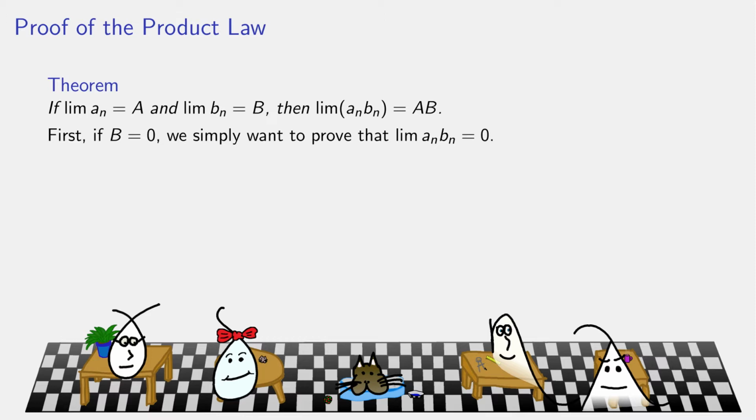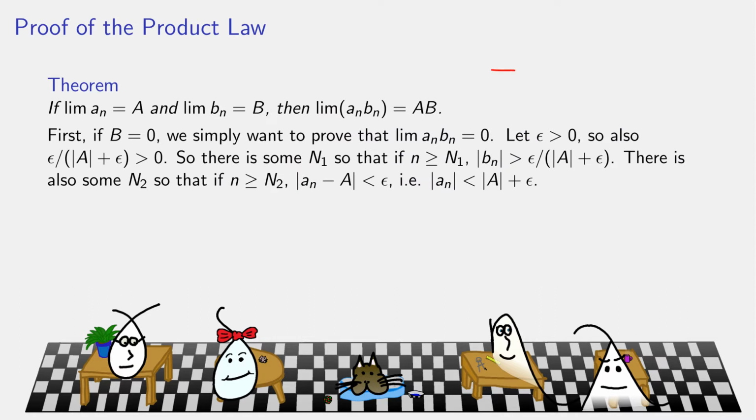Well, if the limit of the b_n is 0, then capital B is 0. So on the right-hand side there, I just want to prove that the limit of a_n b_n is A times B, but if B is 0, I just want this to equal 0 here. So I just want to prove the limit of a_n b_n equals 0, under the assumption that capital B is 0.